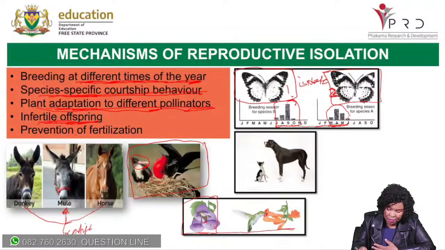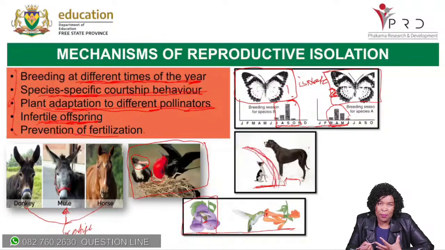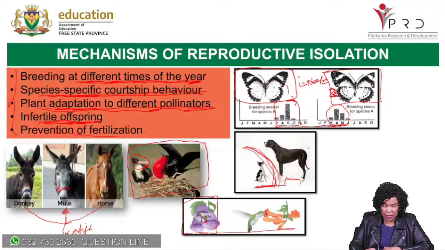Then prevention of fertilization. Sometimes, if you take a look at these diagrams here, the organs of copulation may not be the same size. So there is something here that is separating these two from being able to do what? To fertilize. The structures may not be the same. So all of these are the mechanisms that are isolating our organisms, or making our organisms not able to reproduce once they have formed new species. So please remember those mechanisms.